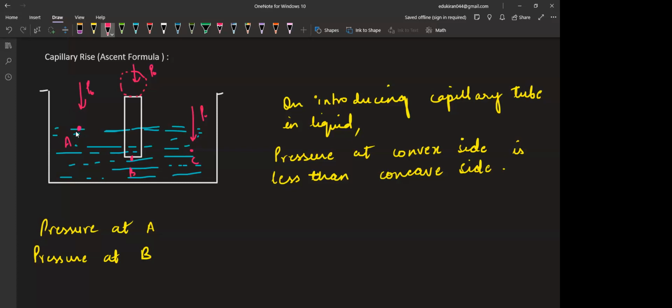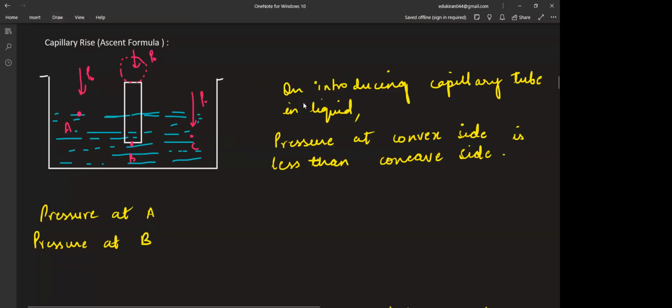A point exactly on the surface, a point exactly on the depth of the capillary tube, a point exactly on the depth but without the capillary. So we have all the points present. Ma'am, point C also will have atmospheric pressure. Point C will also have atmospheric pressure. Yes, point C will also be having it.